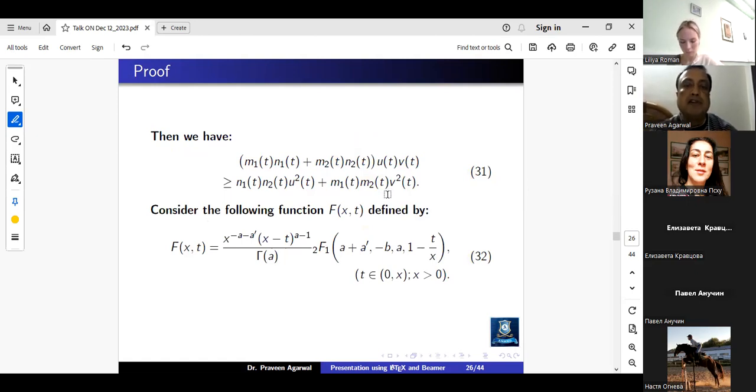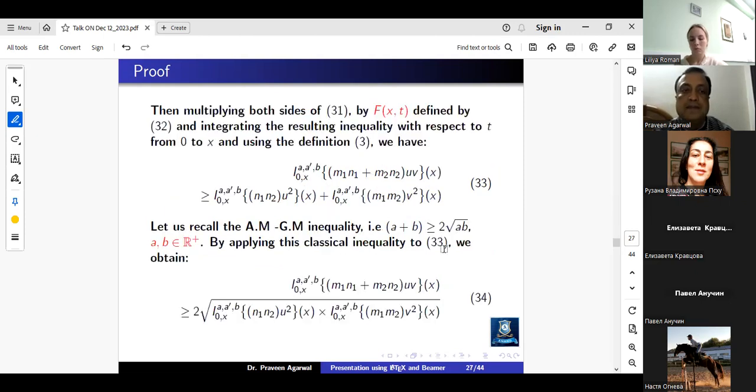Considering the following function f of x,t defined by this right hand side term, multiplying both sides of 31 by f of x,t defined by 32 and integrating the resulting inequality with respect to t from 0 to x and using the definition 3, we get the interesting result given by 33.